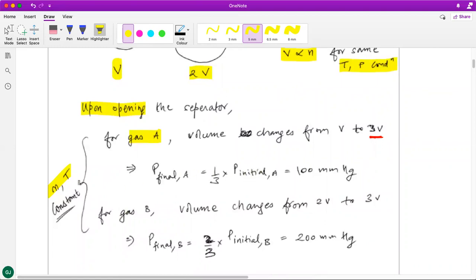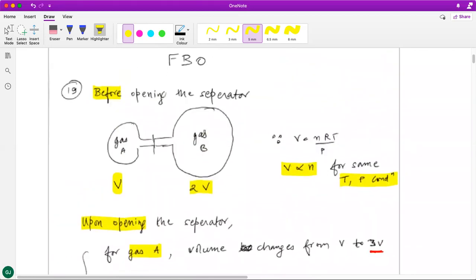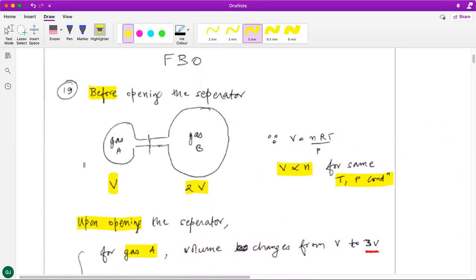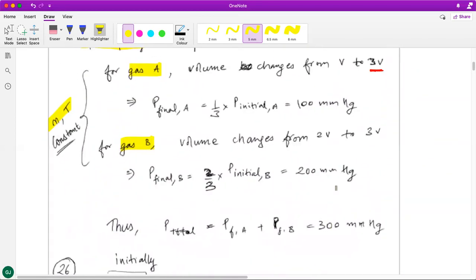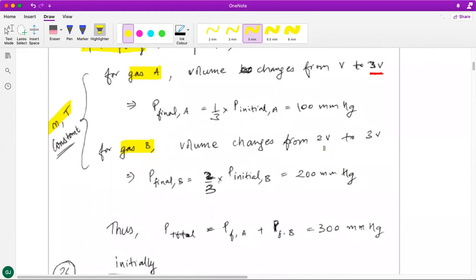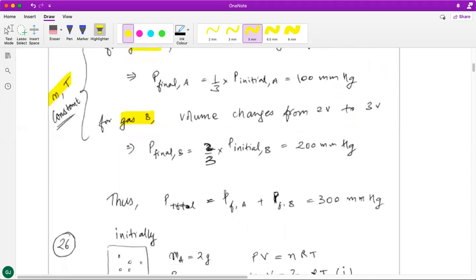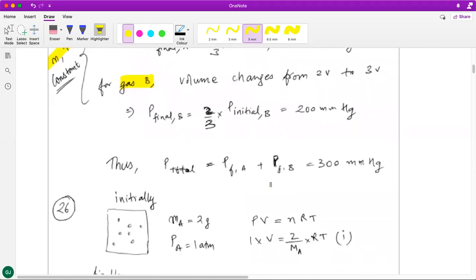Similarly, for gas B, the same thing is applicable: number of moles and temperature are constant, and the volume changes from 2V to 3V. Please notice here gas B initially is at 2V volume, and once the separator is opened, it will spread throughout and its volume will become 3V. So the pressure will become 2/3 of the original value. The original value was 300 mmHg, so the pressure becomes 2/3 of that, that is 300 mmHg. And since we are being asked the total pressure, it will be the sum of the partial pressures of gas A and gas B together, which will be 300 mmHg.